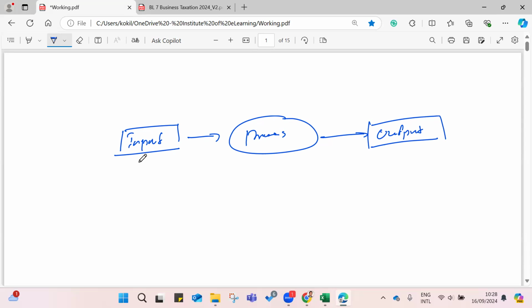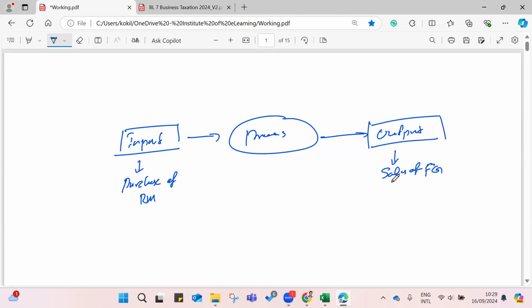So what are the inputs you get? You get purchases. You purchase raw material, and you do some process in order to make the output. Finally, you sell it. This is the sale of finished goods: purchase of raw material, and finally you will sell finished goods.